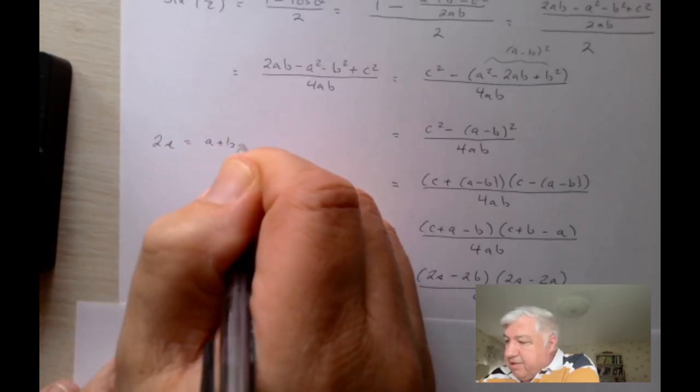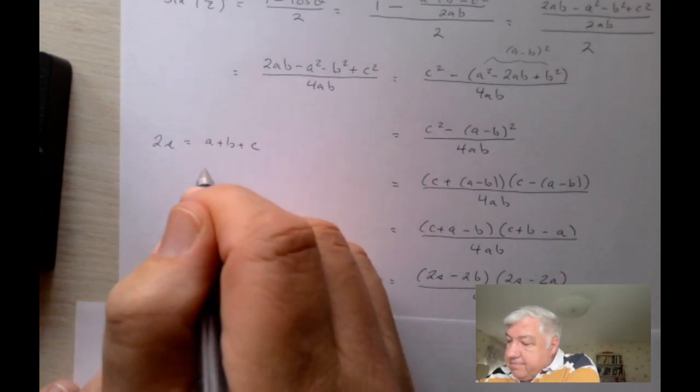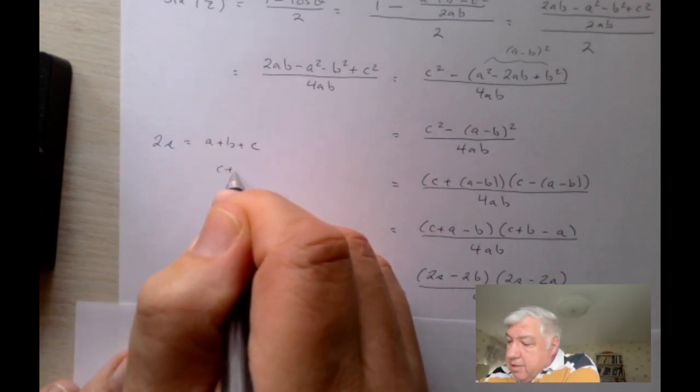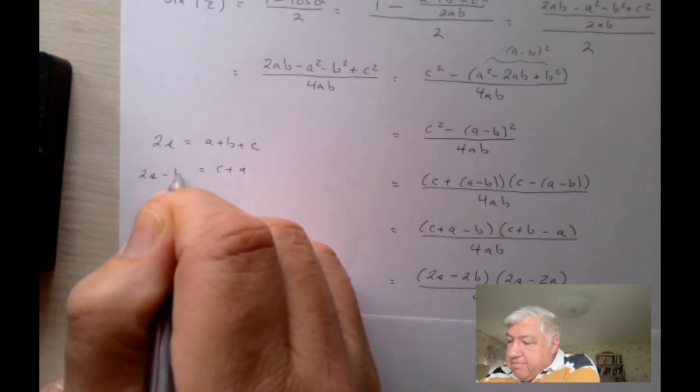because 2 times the semi-perimeter is going to be a plus b plus c. So c plus a, if we subtract b from both sides, we get 2s minus b.